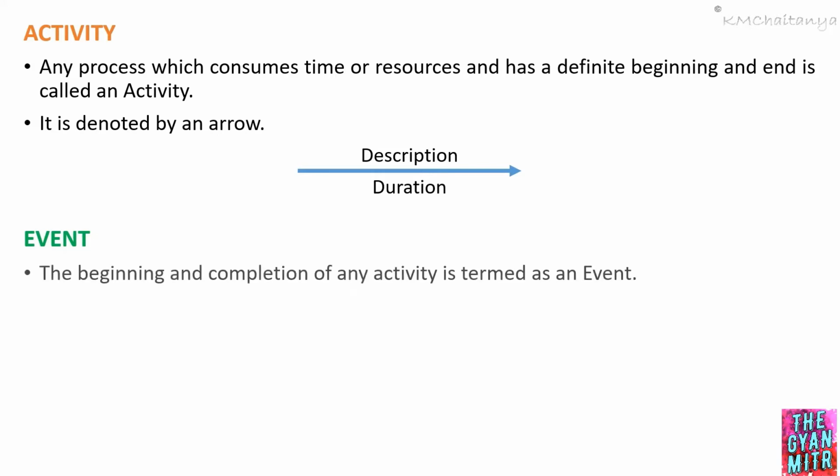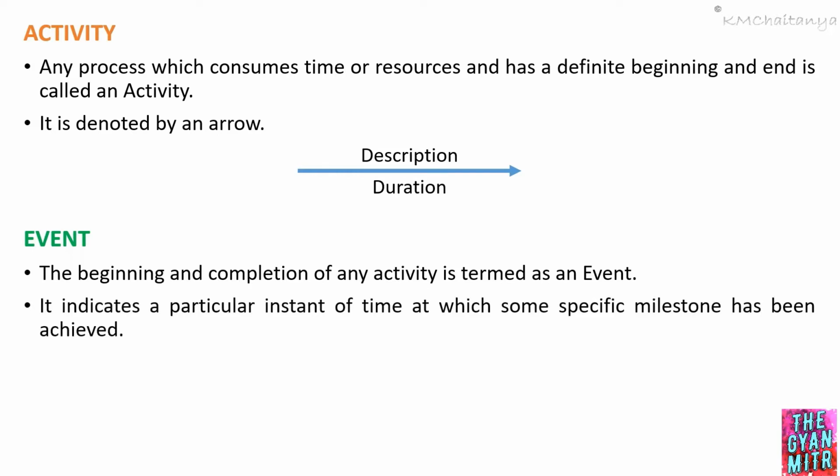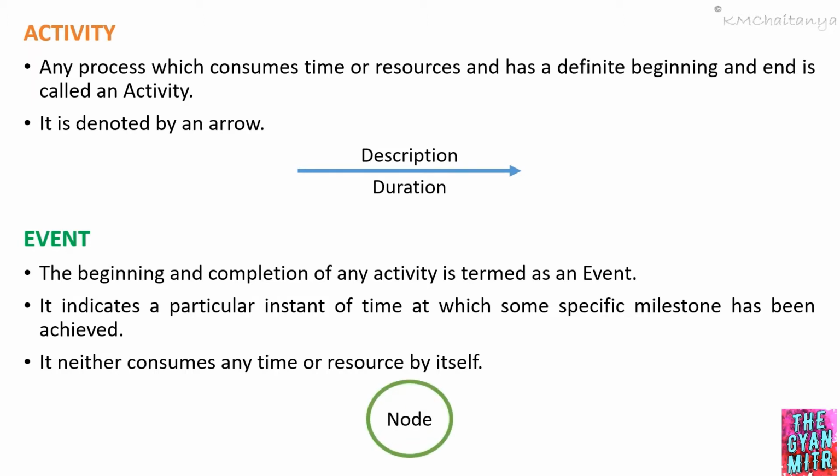Event: the beginning and completion of any activity is termed as an event. It indicates a particular instant of time at which some specific milestone has been achieved. An event neither consumes any time nor resource by itself. An event is denoted by a node.